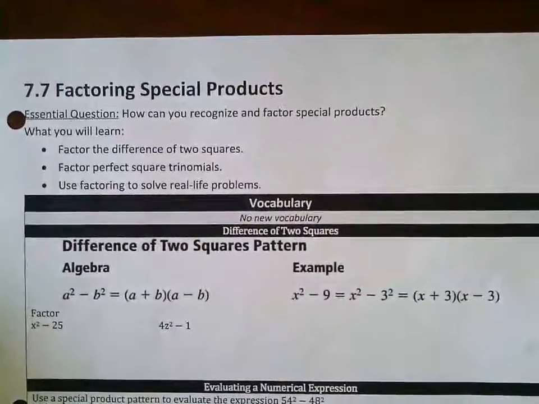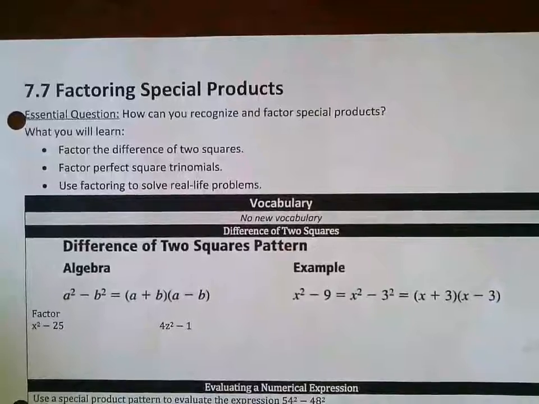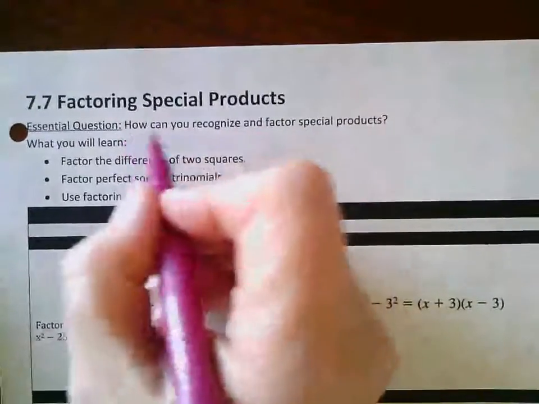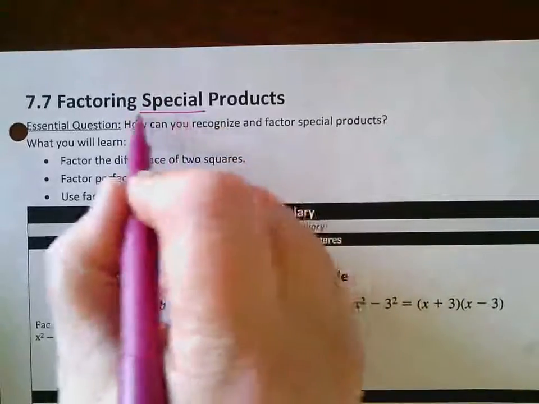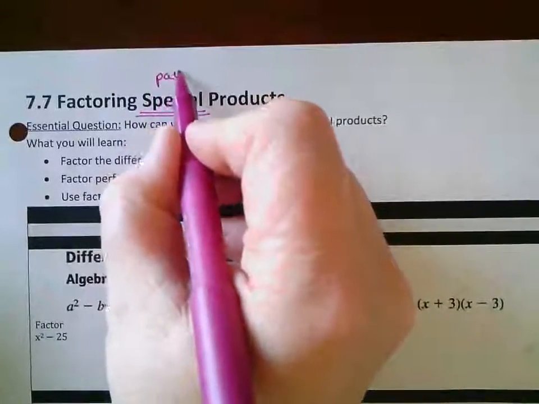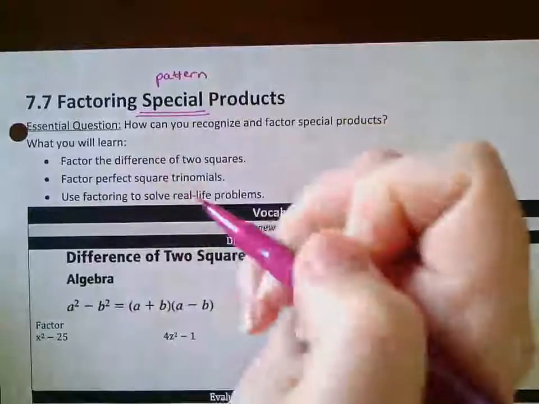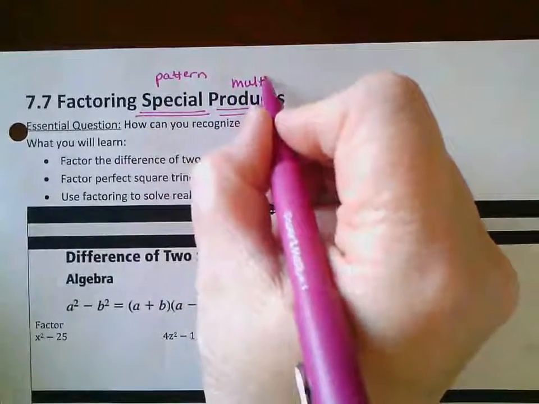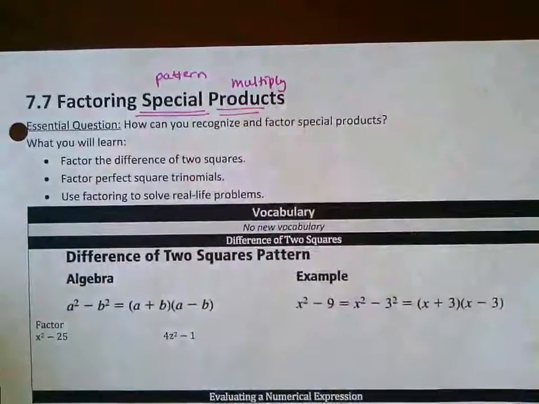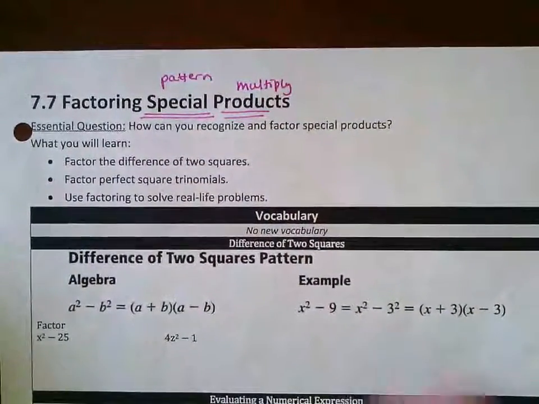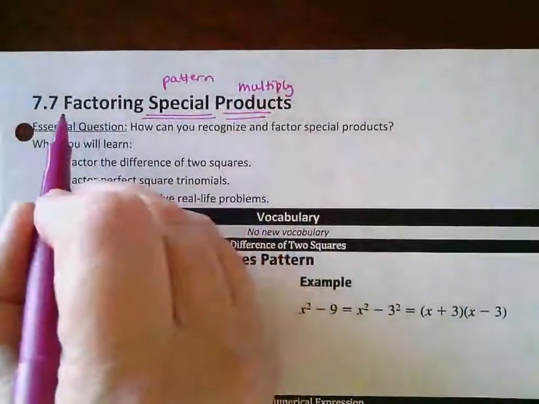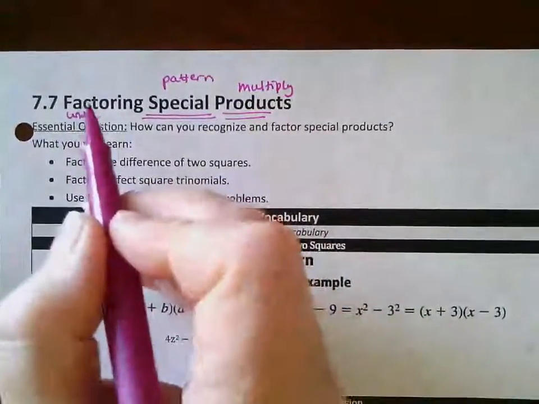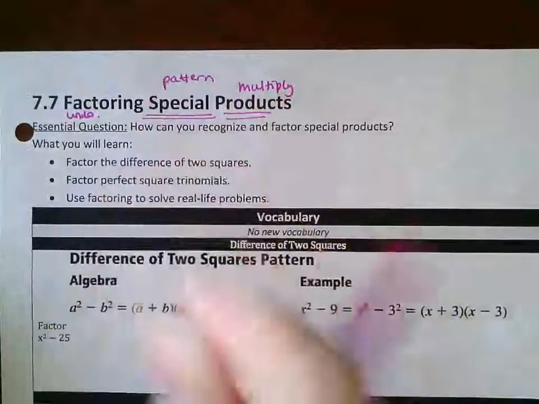Okay, here's your lesson on 7.7, factoring special products. Remember I told you a couple lessons ago that when you see the word special, it means there's a pattern. And that same thing applies here. Product means multiply. So we're looking for patterns of multiplication. We're looking to undo those. So that's where the factoring comes in. It's undoing multiplication. So we're undoing multiplication in a pattern.